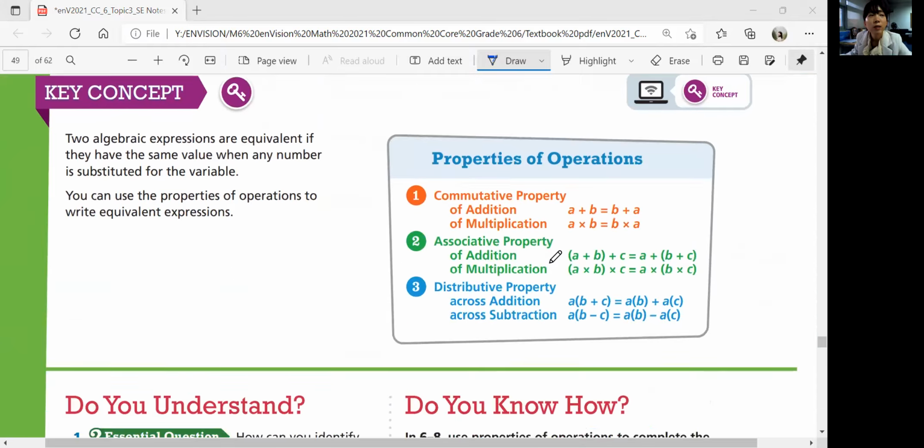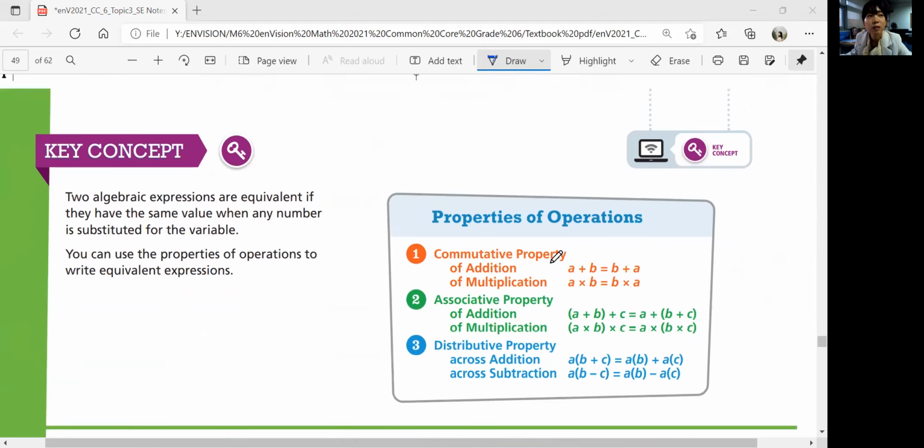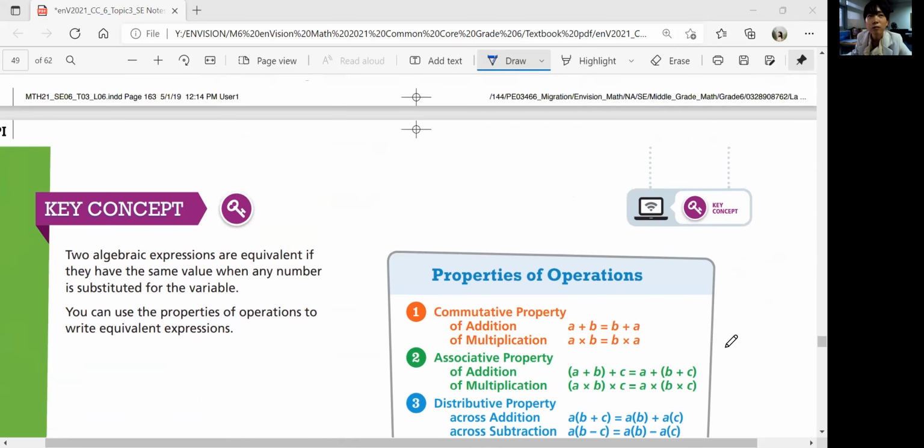All right. So what did we learn in this lesson? We learned that two algebraic expressions are equivalent if they have the same value when any number is substituted for the variable. You can use the properties of operations to write equivalent expressions. Okay, we used a lot of distributive property in this lesson, so make sure you know how to use distributive property forward and backward.